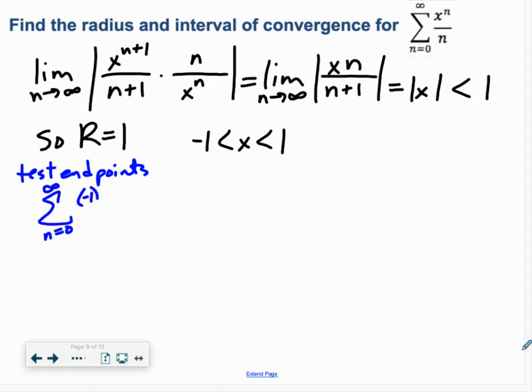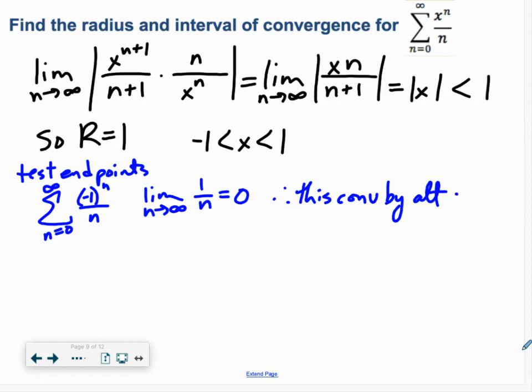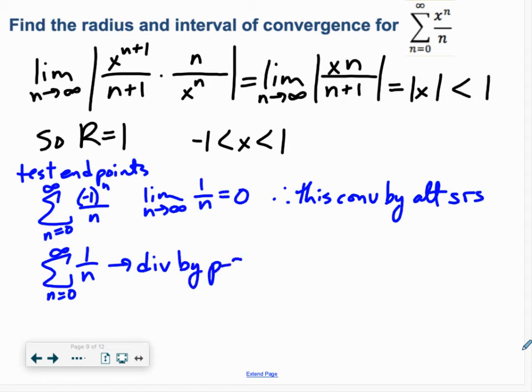So we have (-1)^n over n. This is an alternating series. The limit as n approaches infinity of 1 over n equals 0. Therefore, this converges by the alternating series test. If we do 1 over n, we can just say this diverges by either the p-series or the harmonic series.